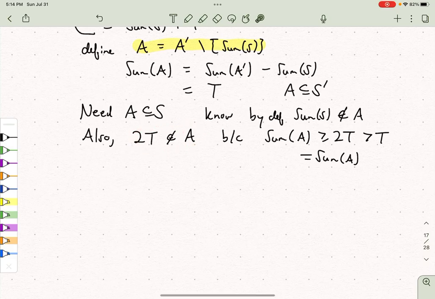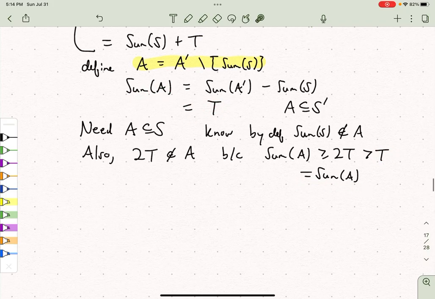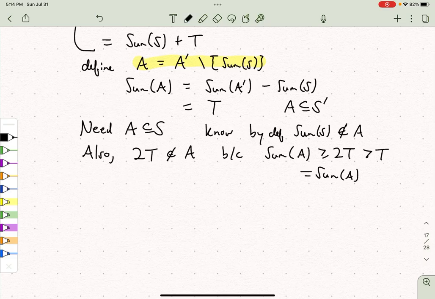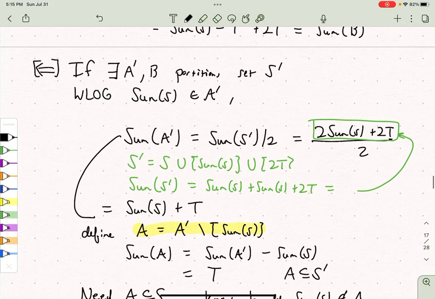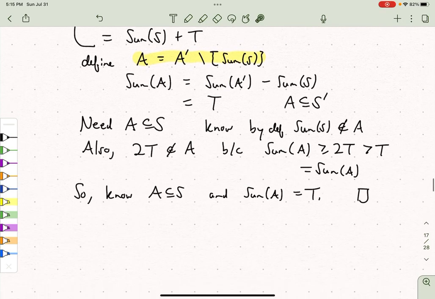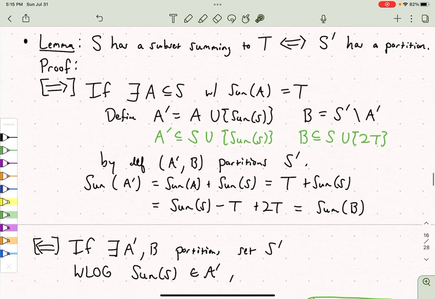If 2t was in A, then we know the sum of A is at least 2t because we get that number alone. That's obviously bigger than t itself, and t is what we know the sum of A should be by assumption. And so we know that A is actually a subset of S, and we know the sum of A is t. And that completes the proof. So if there exists a partition of S prime, then there exists a solution, A, that sums to t for the subset sum problem. And so those are the two directions of the proof.